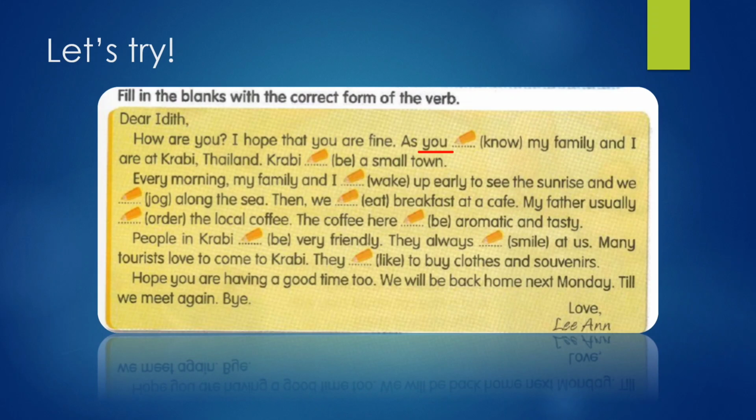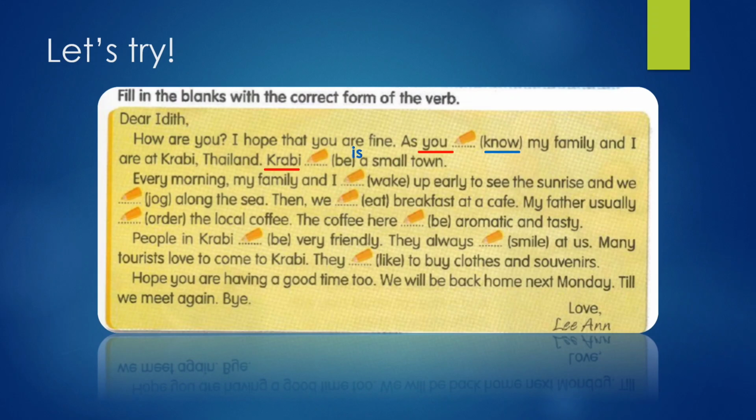Krabi, in bracket, is a small town. Okay, now we look at Krabi. Krabi is a place in Thailand and it is only one. So we can replace Krabi with it. And look at the verb in the bracket here, be. So you have to use either am, is or are. So which one is suitable? The answer is, Krabi is a small town.